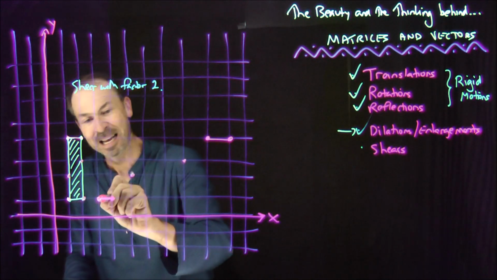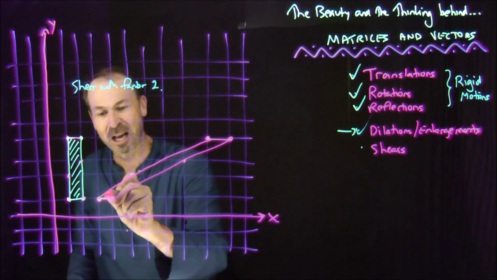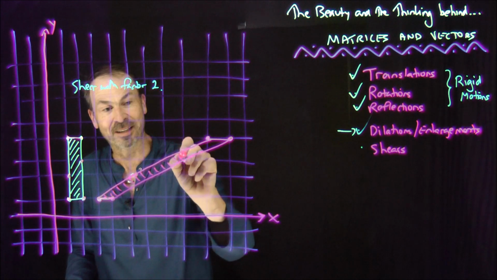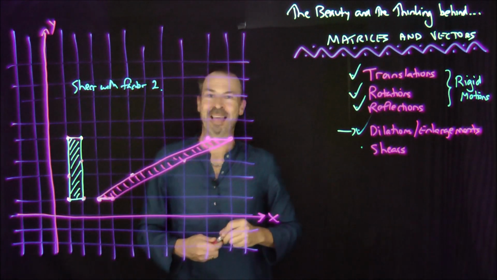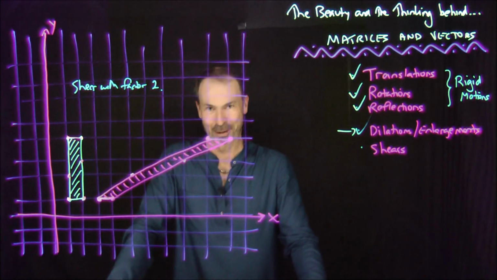And in fact, you can see that the shear does this to this stack. Like I said, for a stack of books, it just shears it like that. That is the result of applying a shear of factor 2 to that particular rectangle on the plane.